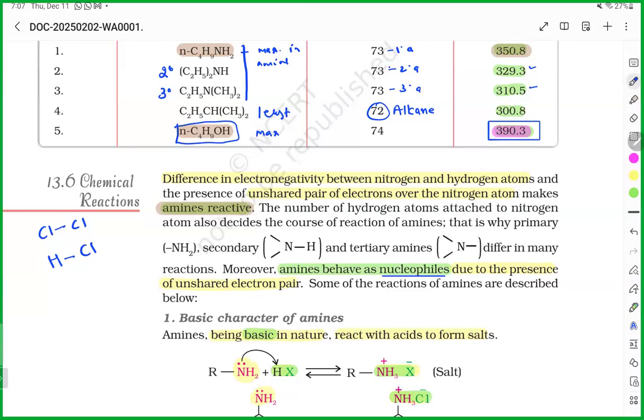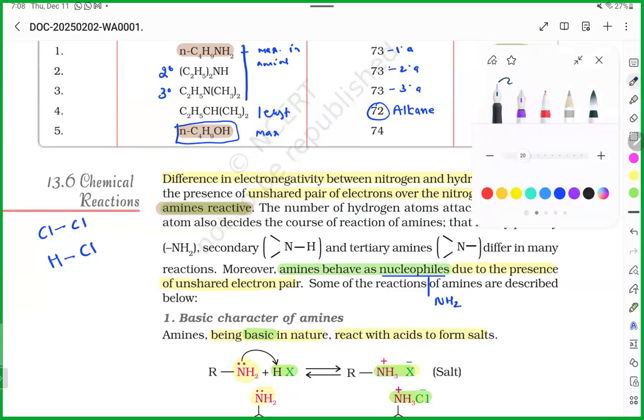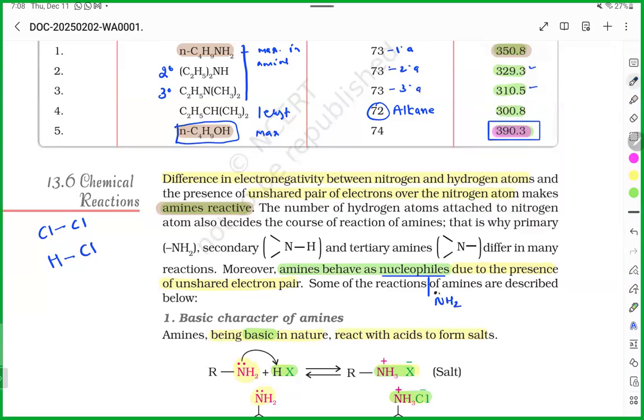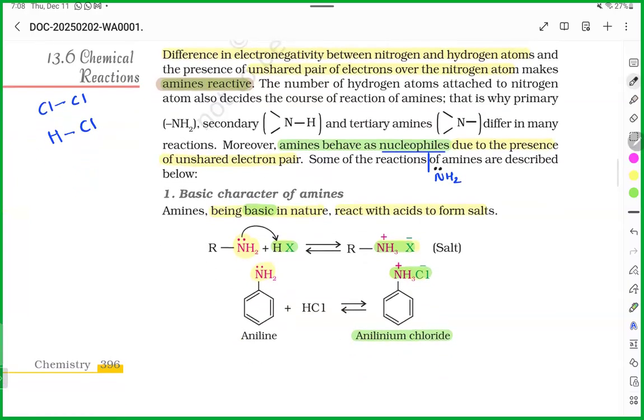Barinder, why do amines behave as nucleophile? Because nitrogen has an unpaired electron on it, it can be donated, right? So it will attack the nucleus, the positive charge. Make sense?